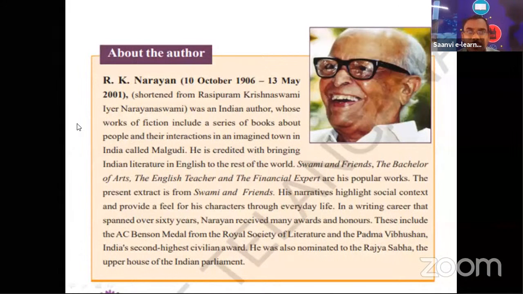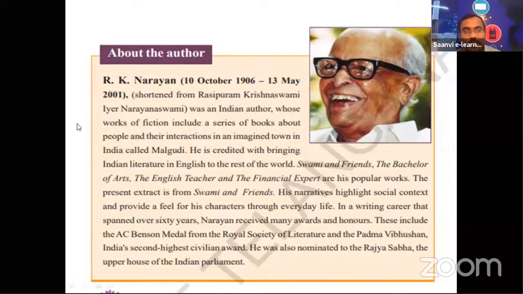Shortened from Rasipuram Krishnaswamy Iyer Narayanaswamy, he was an Indian writer whose works of fiction include a series of books about people and their interactions in an imagined town in India called Malgudi. So he had written a series of books about an imagined town, and the name of the town is Malgudi.